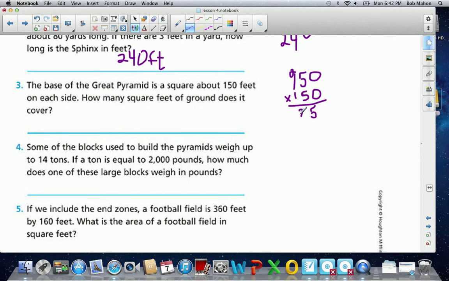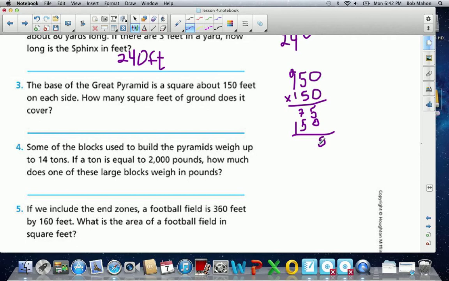As I move on, I throw that placeholder below the 5. Okay, 1 times 5 is 5. 1 times 1 is 1. Do some addition, bring down my 5.